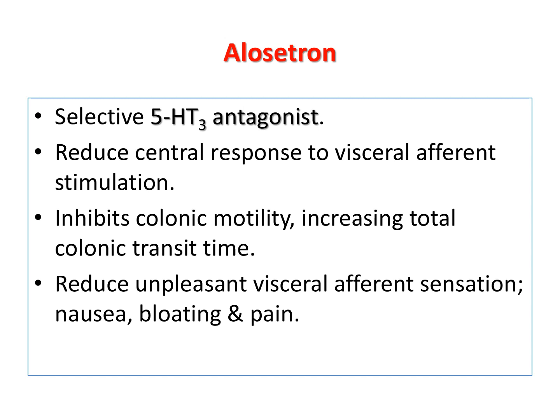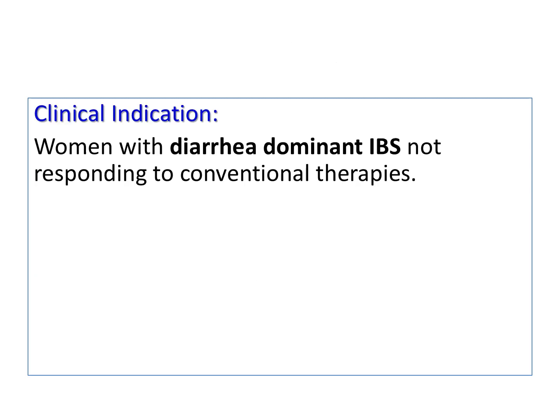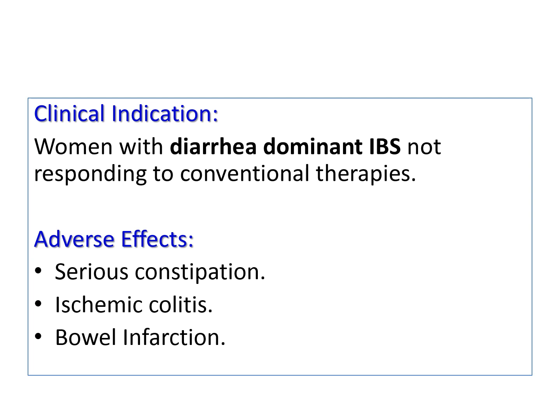Alosetron is a selective 5-HT3 antagonist. It reduces central response to visceral afferent stimulation. It inhibits colonic motility, increasing total colonic transit time. It reduces unpleasant visceral afferent sensations, for example nausea, bloating, and pain. It is used in women with diarrhea-dominant IBS not responding to conventional therapies, and its adverse effects include serious constipation, ischemic colitis, and bowel infarction.